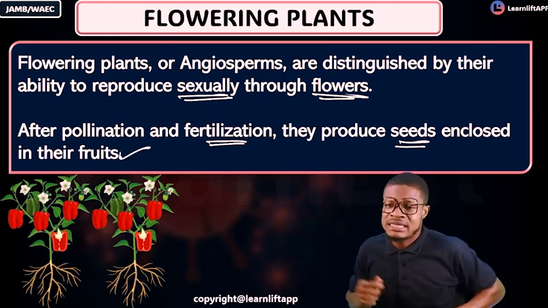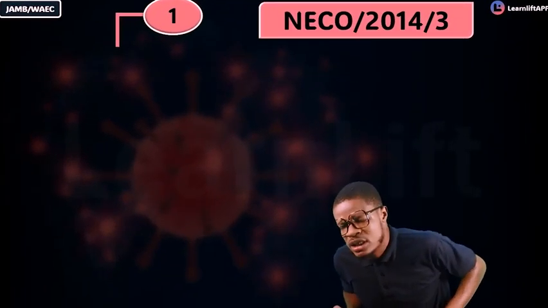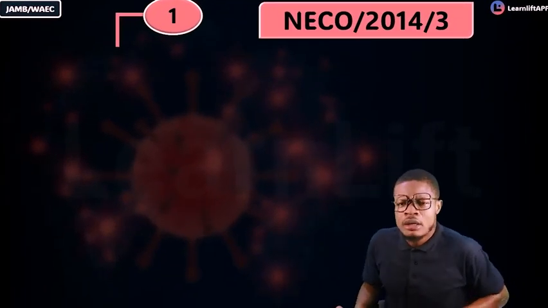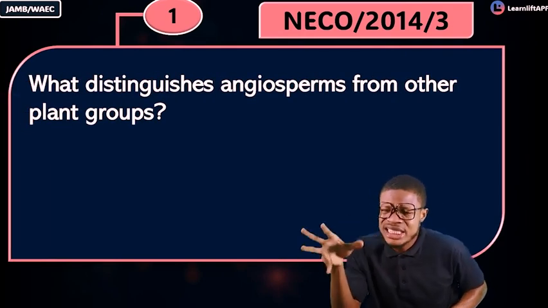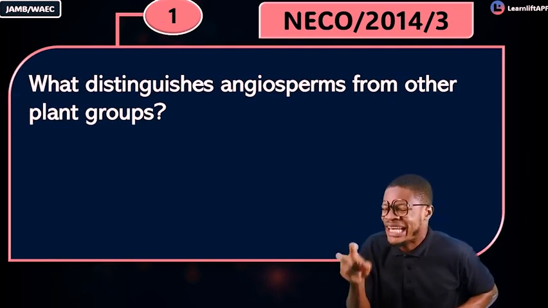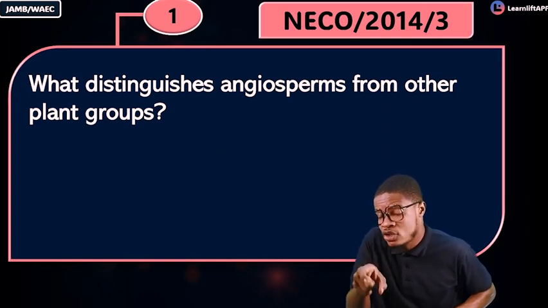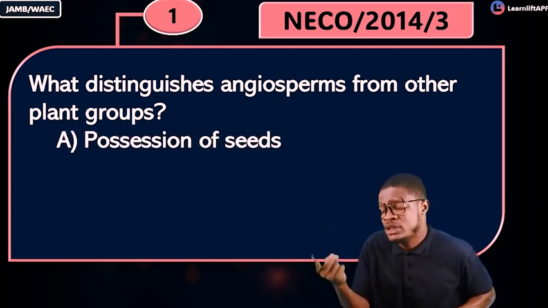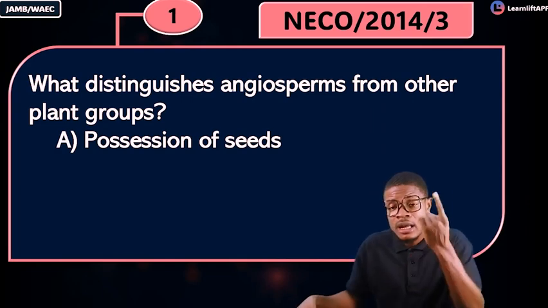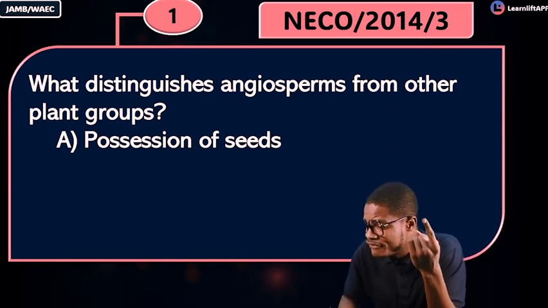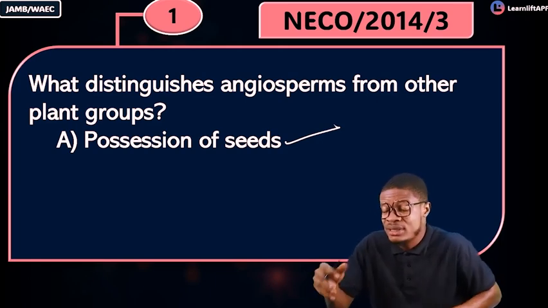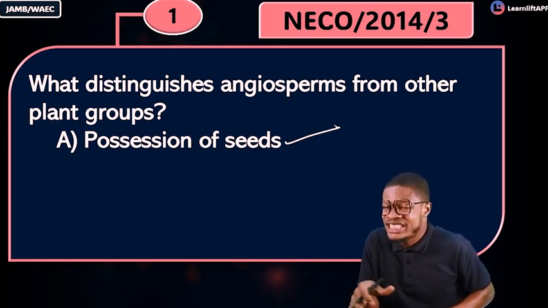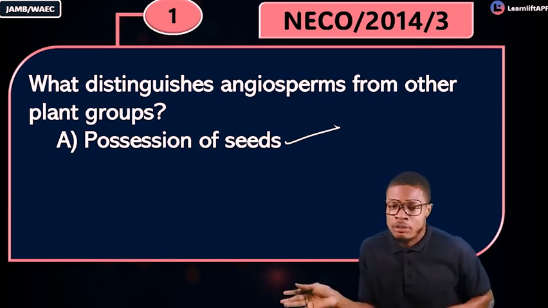Oh yeah, very important. And I'd like you to look at this very quickly. NECO 2014 question 3. Look at the amazing question that was brought. The question says, what distinguishes angiosperm from other plant groups? What differentiates angiosperm from others? Option A says possession of seeds. Angiosperms have seeds, very important. Gymnosperms also have seeds. So this cannot be the distinguishing feature that will differentiate angiosperm uniquely from others.